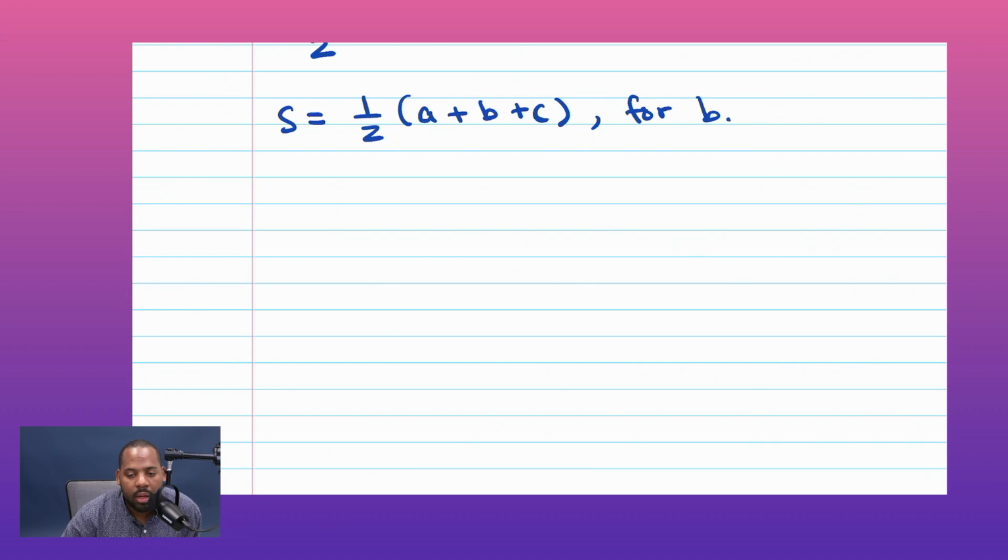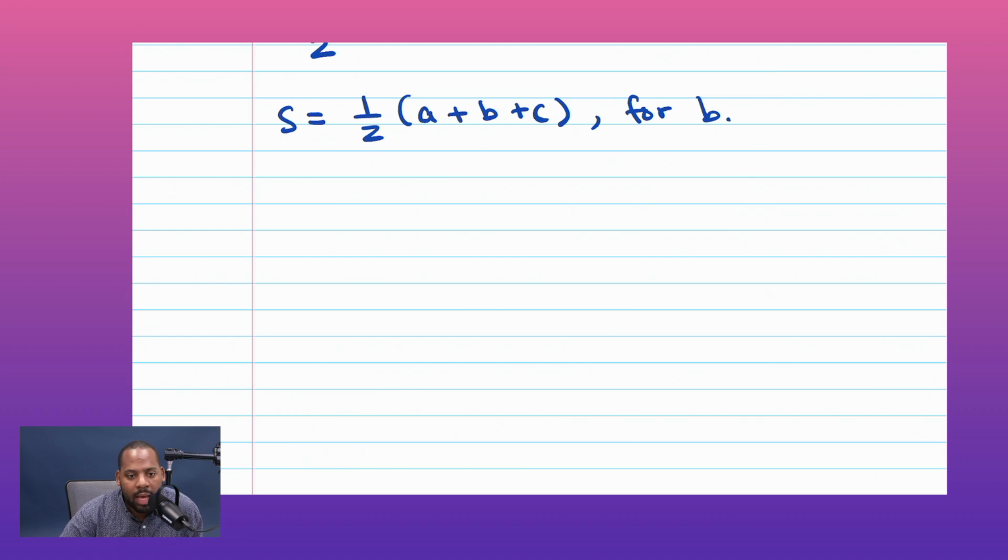Suppose I gave you this. X is equal to 1/2 of A plus B plus C. Let's solve for B. So I need to isolate B. But notice that I have a fraction in parentheses here. So that's going to be the very first step. If I see any fractions or parentheses, I want to clear those first. So let's get rid of that fraction by multiplying by the denominator.